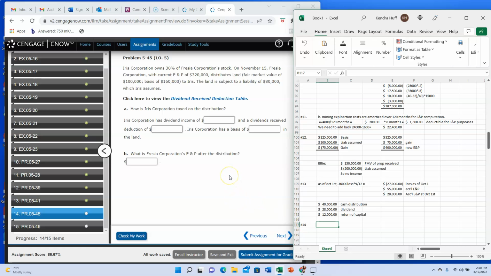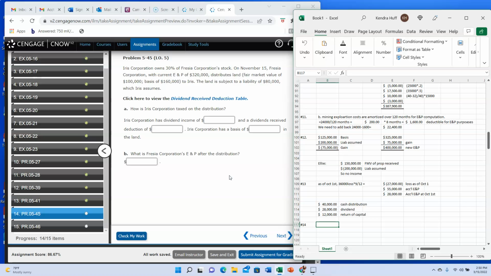Iris Corporation owns 30% of Phreesia Corporation stock. On November 15th, Phreesia Corp, with current E&P of $320,000, distributed land with a fair market value of $100,000 and a basis of $160,000 to Iris. The land is subject to a liability of $80,000, which Iris assumes. How is Iris taxed on the distribution?